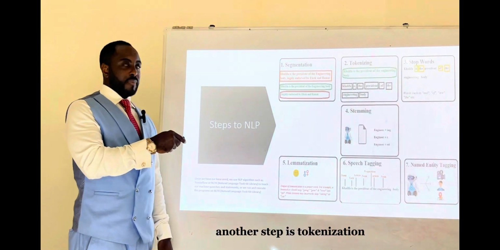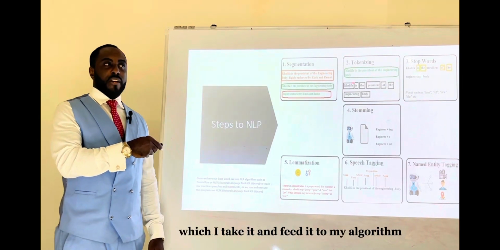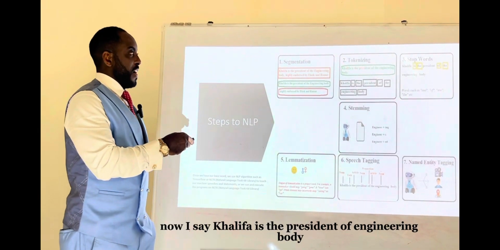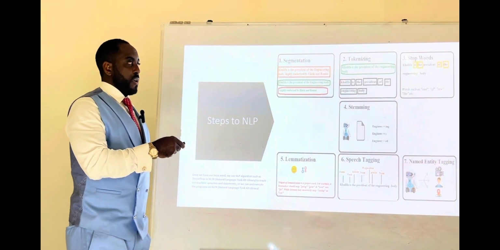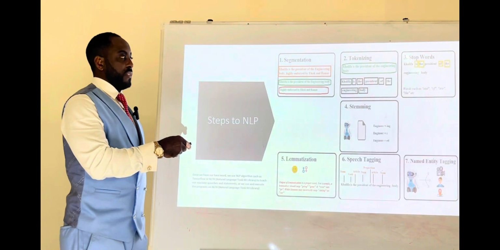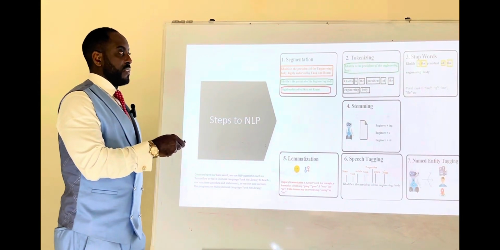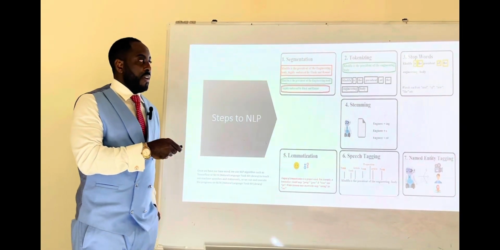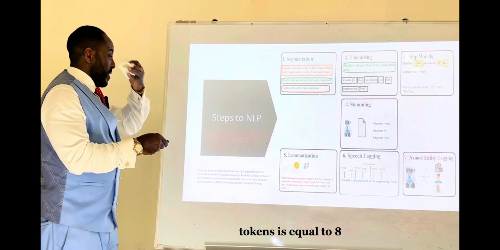Another step is tokenization, which I take and feed to my algorithm as tokens. So now, how many tokens? I say Khalifa is the president of engineering body. Now we have one token Khalifa, another token is, another token the, another token president, token 4, 5. So in this case now tokens 1, 2, 3, 4, 5, 6, 7, 8. So token is equal to 8.